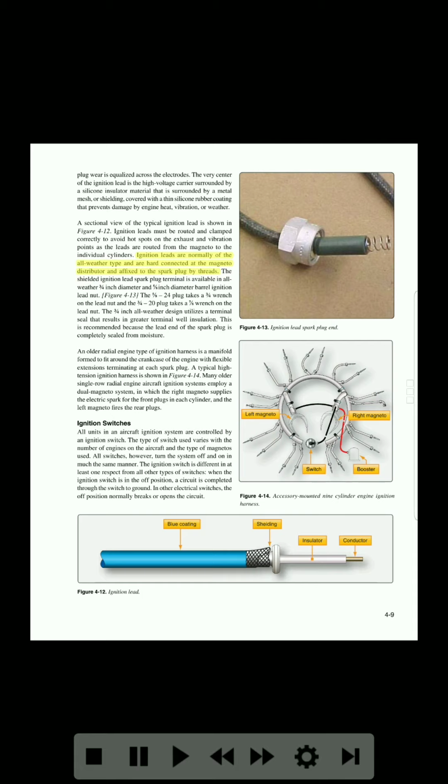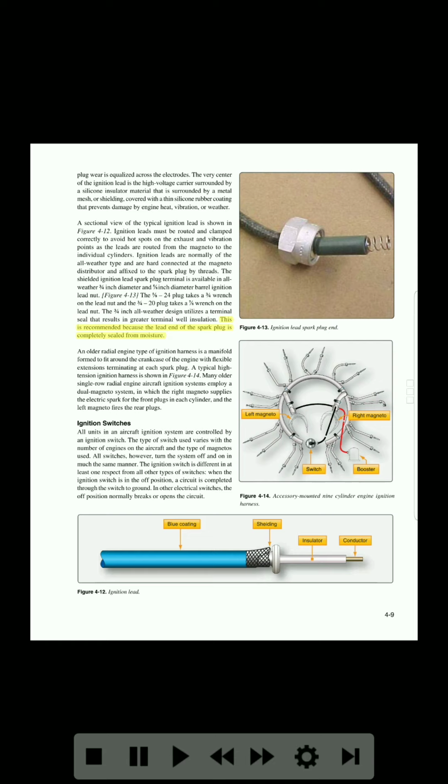Ignition leads are normally of the all-weather type and are hard-connected at the magneto distributor and affixed to the spark plug by threads. The shielded ignition lead spark plug terminal is available in all-weather 3/4 inch diameter and 5/8 inch diameter barrel ignition lead nut, Figure 4-13. The 5/8-24 plug takes a 3/4 wrench on the lead nut, and the 3/4-20 plug takes a 7/8 wrench on the lead nut. The 3/4 inch all-weather design utilizes a terminal seal that results in greater terminal well insulation.